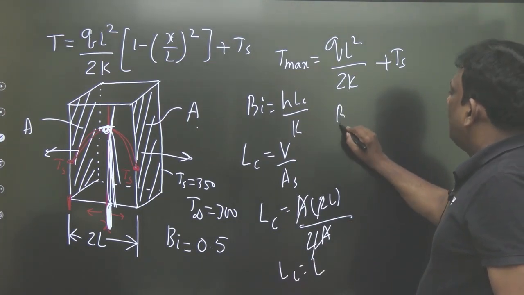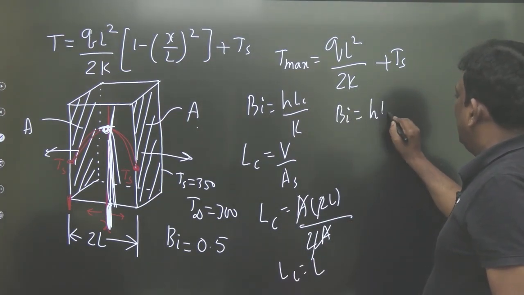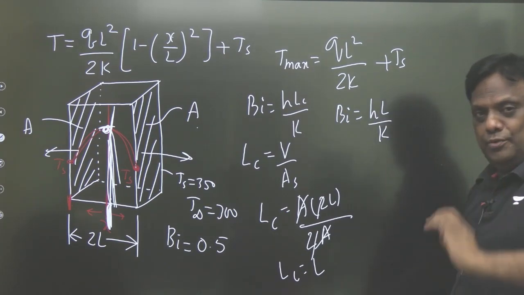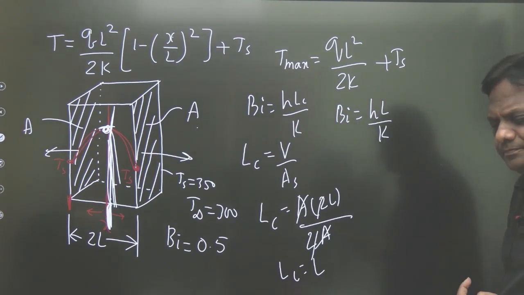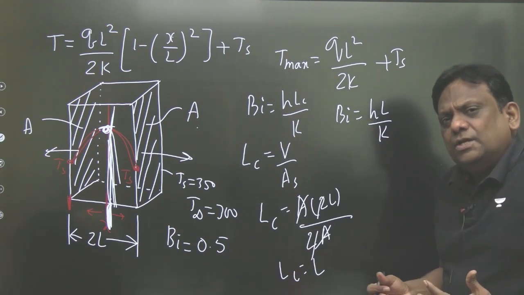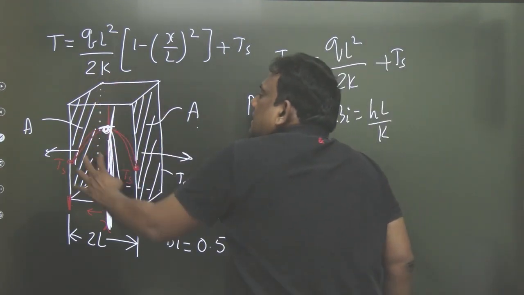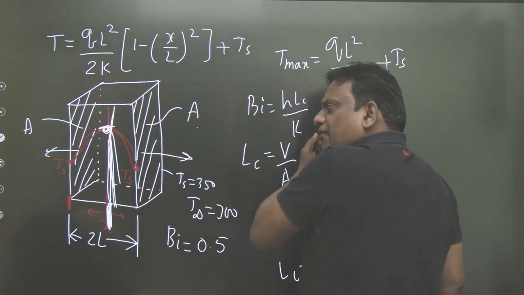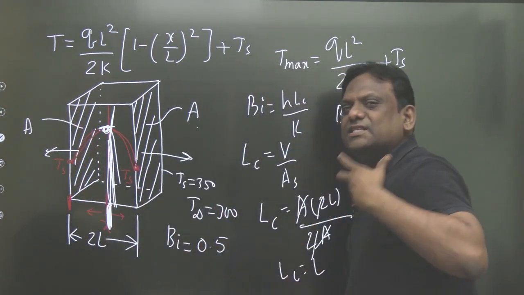So therefore, the Biot number is given by hL by K. One more beautiful concept. What is that concept? It is a steady state. So whatever the heat is generated in the slab, it should be convected from this side, convected from this side, and it is a symmetric slab.